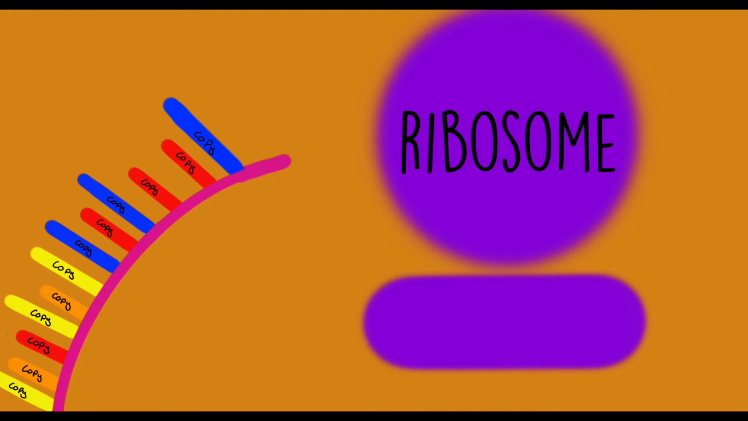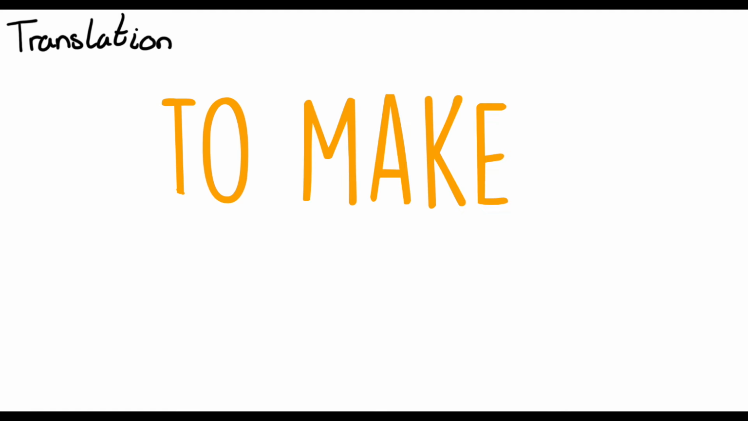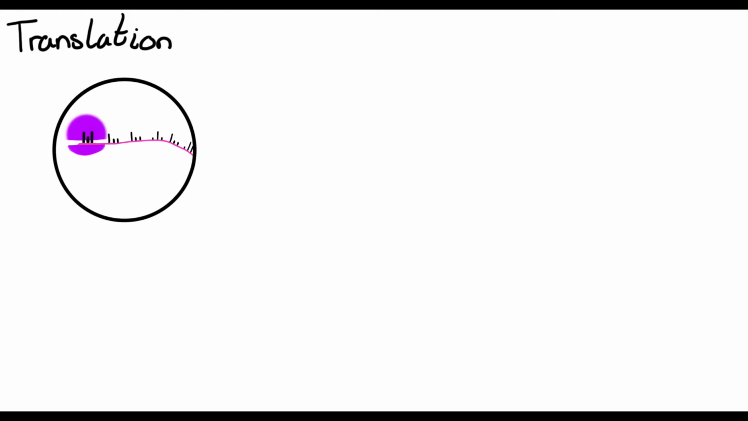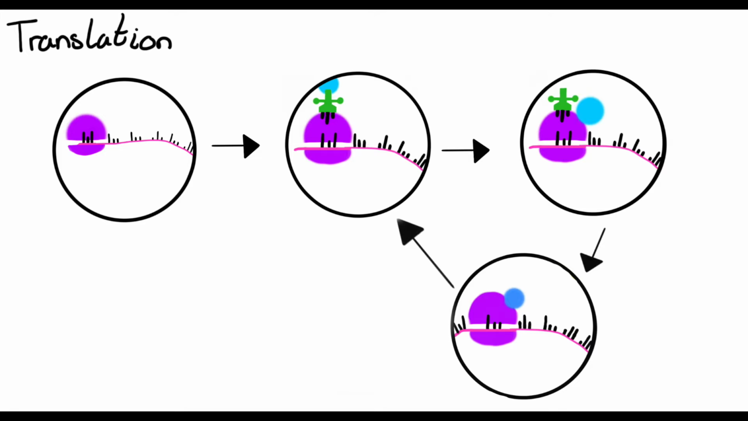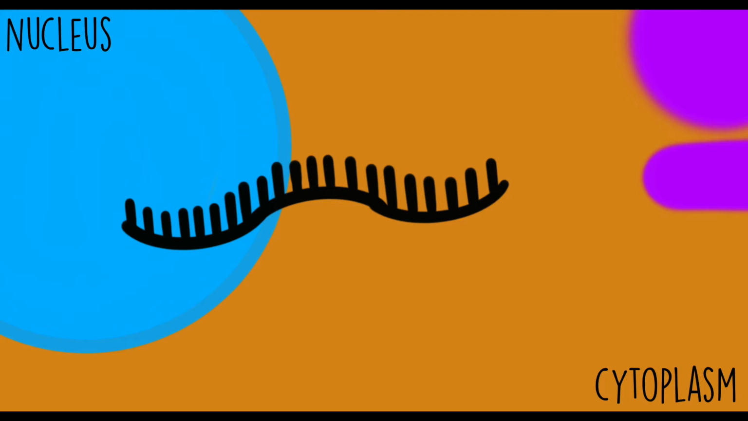The mRNA now journeys to the nearest ribosome. Translation can be remembered as making something legible or simplifying information. This process turns the mRNA strand into the amino acid chains, which will become proteins. Translation involves 6 different steps: connection, decoding, releasing, sliding, repetition, and stop. All parts of translation occur in the cytoplasm.